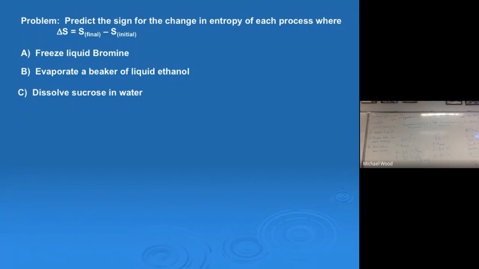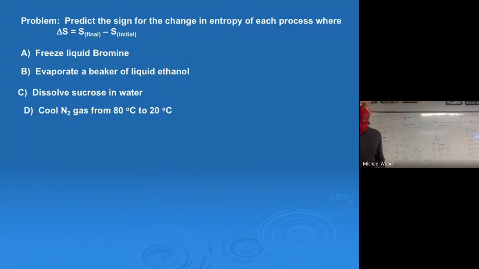Dissolve sucrose in water. Again, all we're asking here is, is entropy increasing or decreasing? Is entropy positive or negative here? What do you think? It's positive, right? Because it's ending up as aqueous, dissolved, and it started out as solid sugar and liquid. So this is increasing the entropy. So C would be positive.